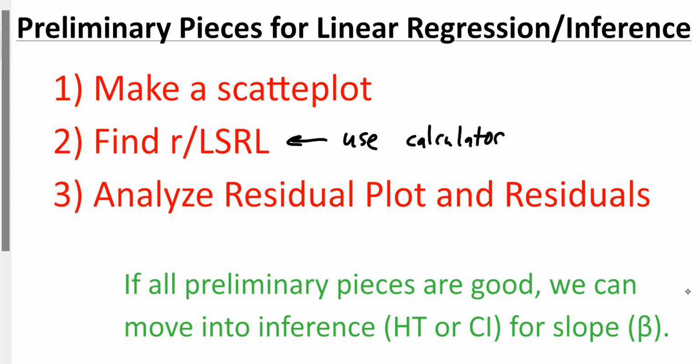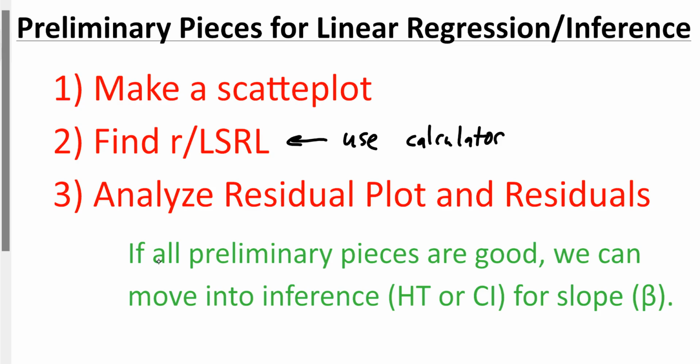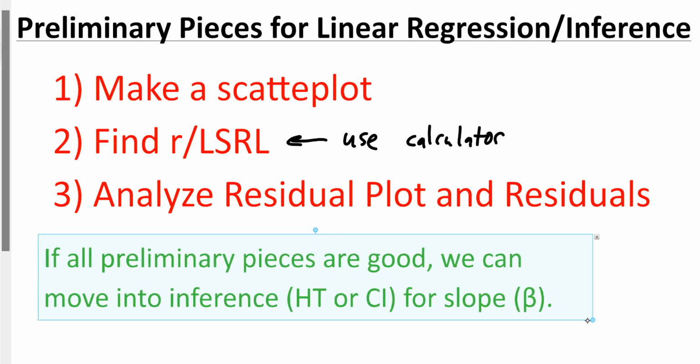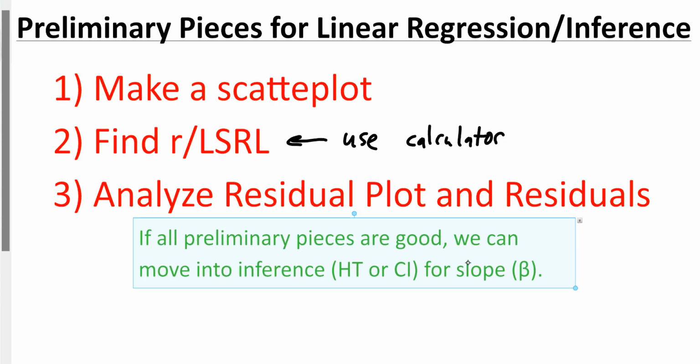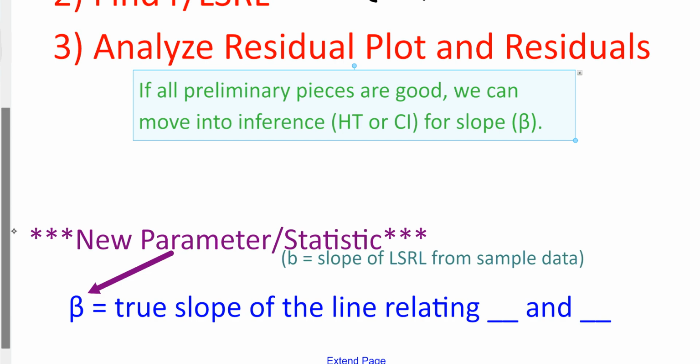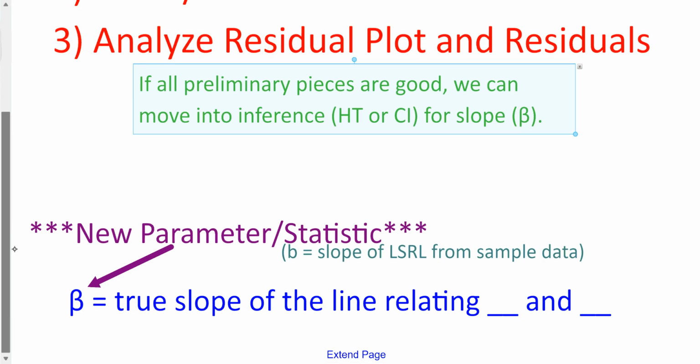Now, if all preliminary pieces are good, we can move into inference, either a hypothesis test or a confidence interval for slope, and that is going to be beta. Slope is normally little b, but it's the Greek letter beta. Now, this is a new parameter. b is our normal slope from the least square regression line of sample data. So beta is the true slope of the line relating x and y, blank and blank. All right?